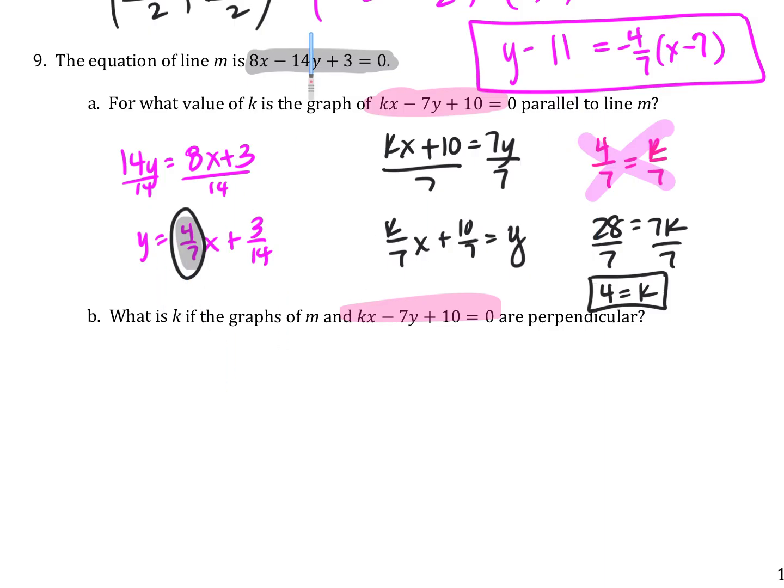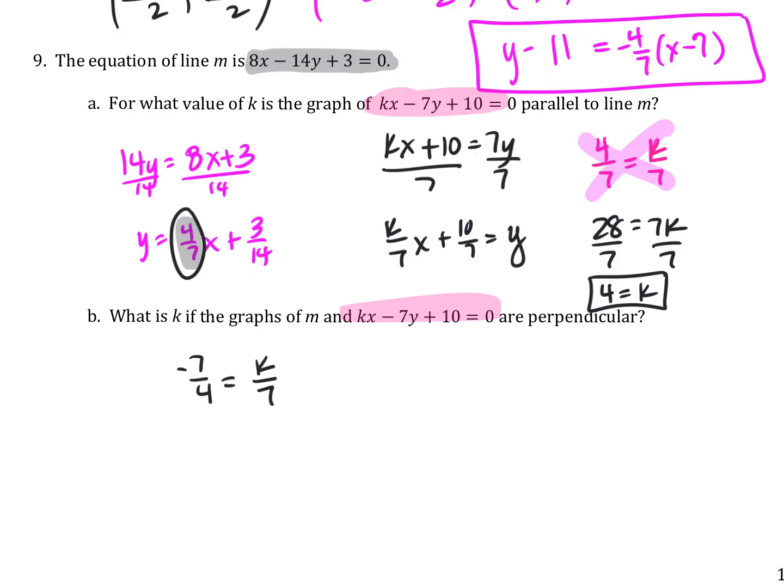So you guys, what was my original slope again? 4/7, and it needs to be perpendicular to that. Okay, so do you agree? My original slope was 4/7. What did you say perpendicular to that would be? -7/4. That's the perpendicular slope. And now we got to go figure out what K would be of my slope over here. So I'd say -7/4 has to equal K over 7.